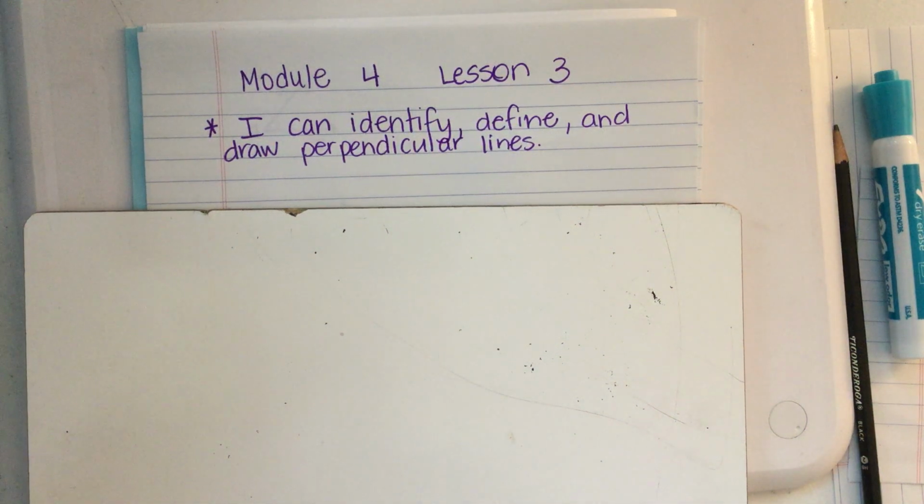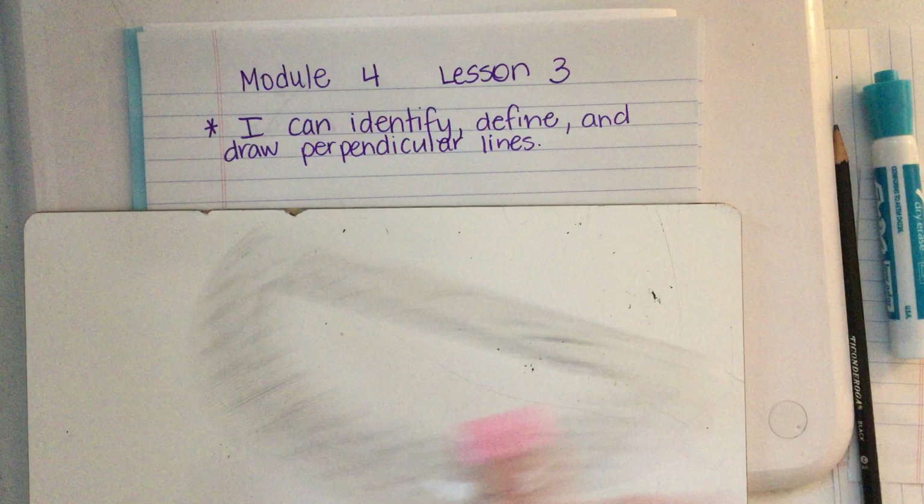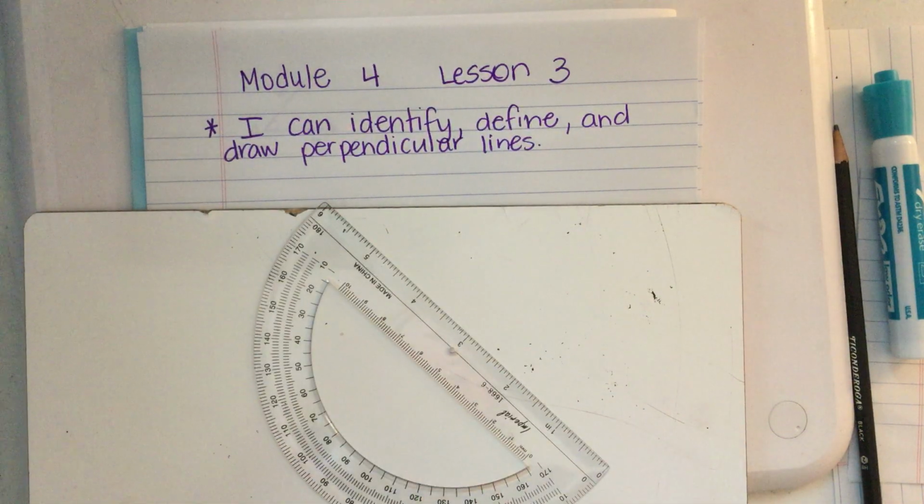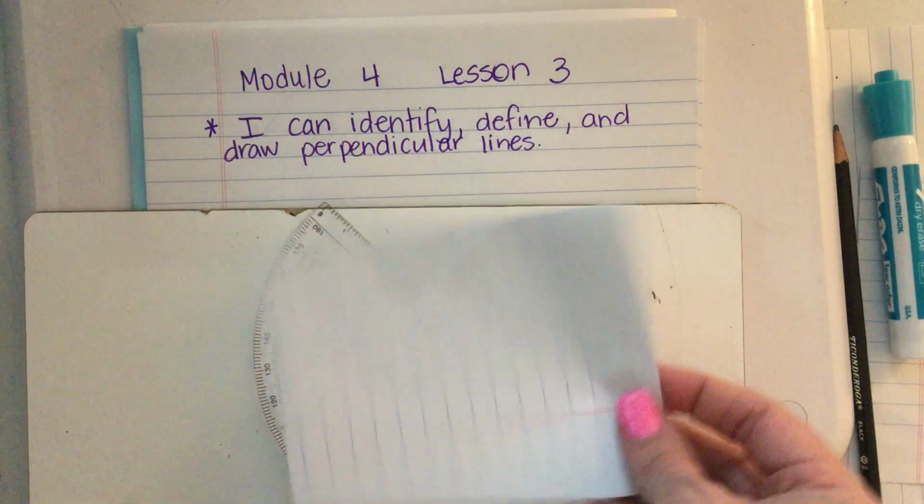Okay, good morning students. Today we are going to work on Module 4, Lesson 3 of Geometry, and today we're going to be talking about how you can identify, define, and draw perpendicular lines. Some things that you're going to need today: a piece of paper, your protractor that I gave you, and that 90-degree tool that I showed you how to make yesterday.